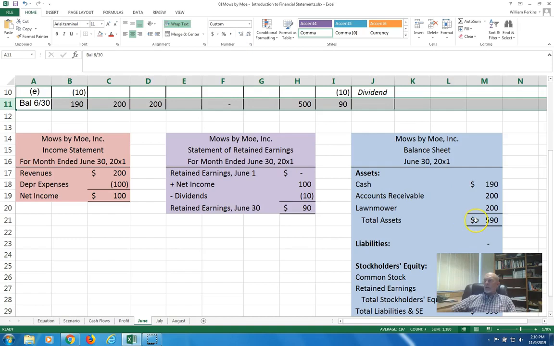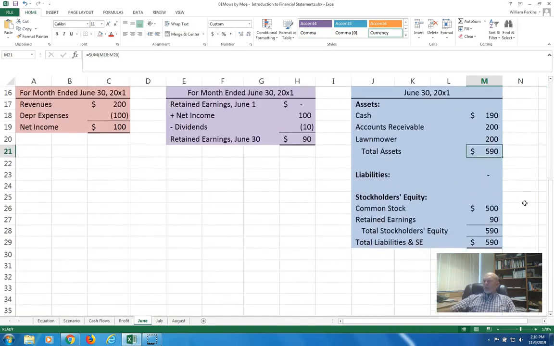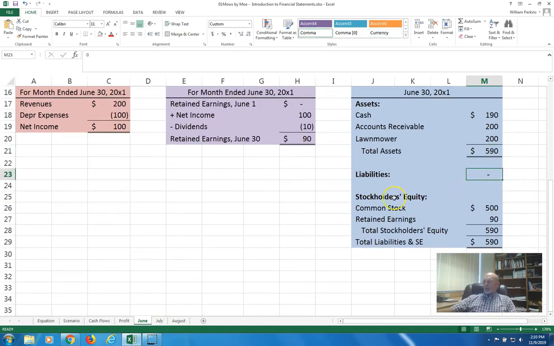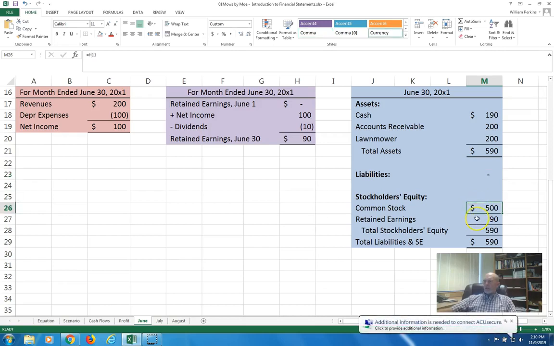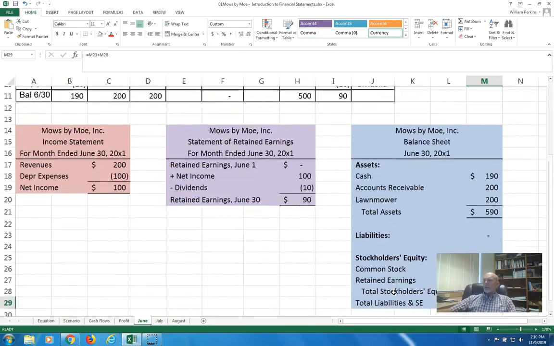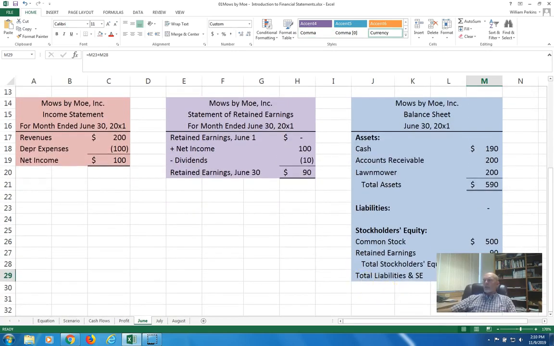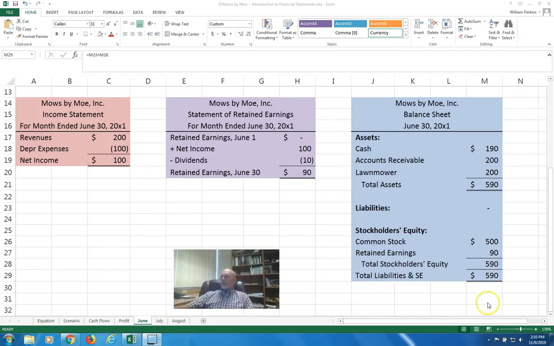Our total assets is $590. And then down below, we would indicate what our liabilities are, in this case 0, what our stockholders' equity is. We had common stock of 500, retained earnings of 90. So the total stockholders' equity is 590. And so the total liabilities and stockholders' equity is also 590 since the liabilities were 0. So again, the balance sheet simply summarizes what the status of the accounting equation is at the end of June.